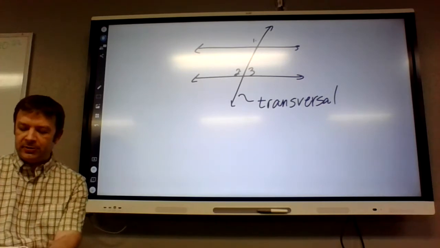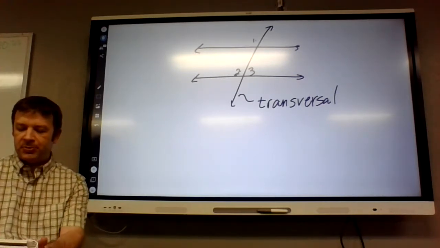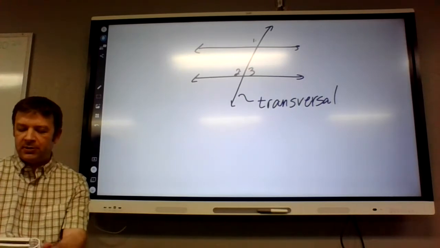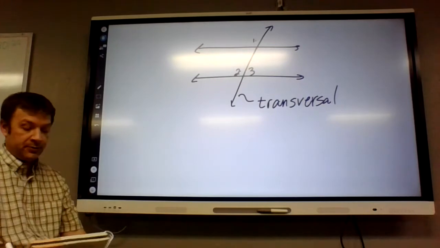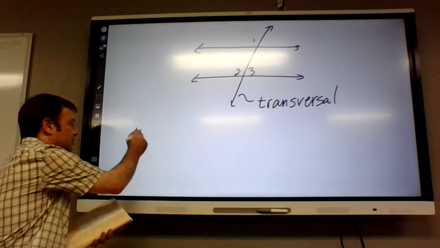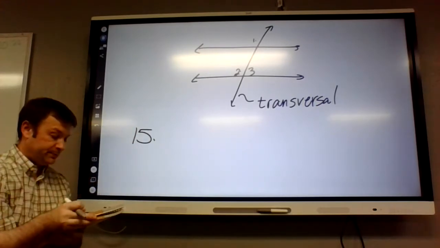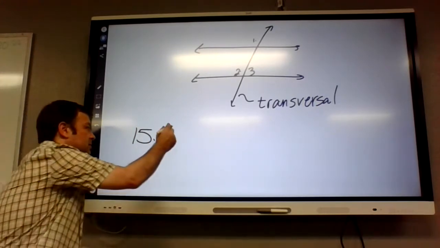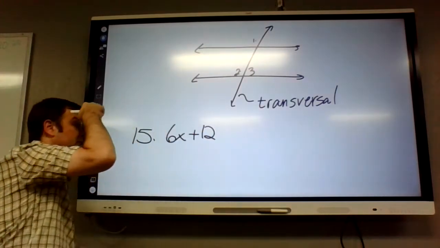What kind of angles are angles 8 and 4? They are corresponding, right? So they are congruent. So what should I say about angle 4? I mean, what should we put for the answer then? 6x plus 12. They are the same.